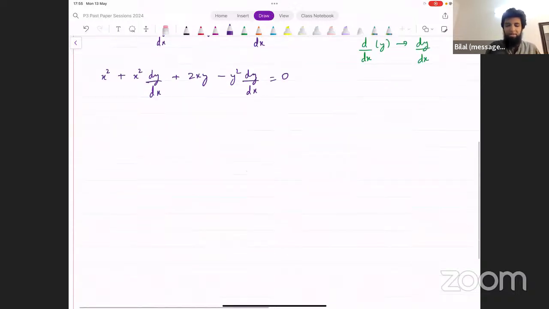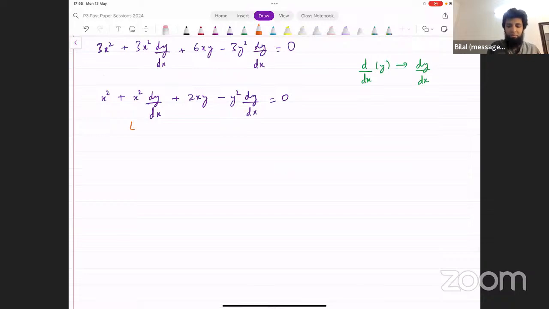Okay, now let's take dy over dx common from these two terms. What does that leave us with? Dy over dx. Keep these terms on the left side, take the other terms on the right side. They will give you minus x squared minus 2xy on the right side. Now from these two terms, we take dy over dx common. What are we left with inside? X squared minus y squared.